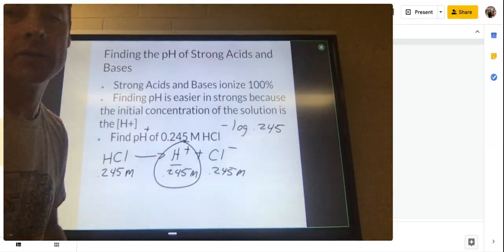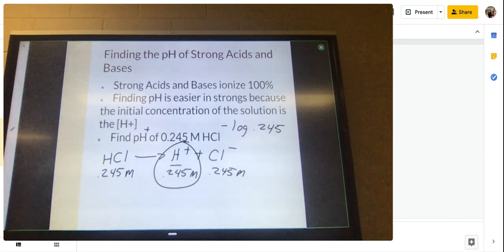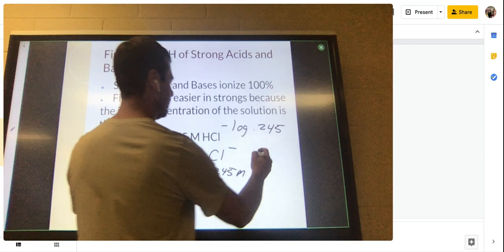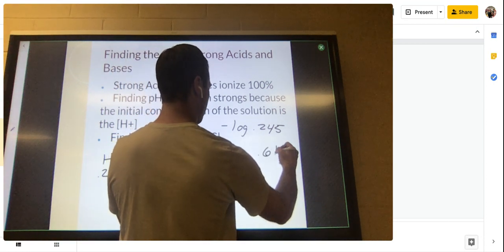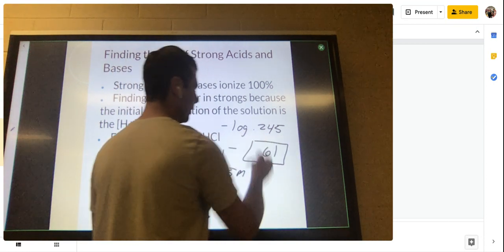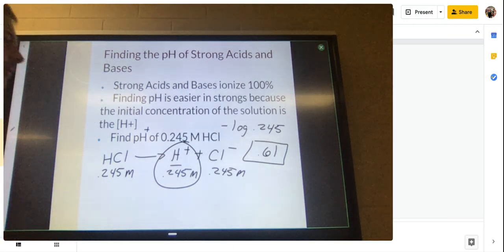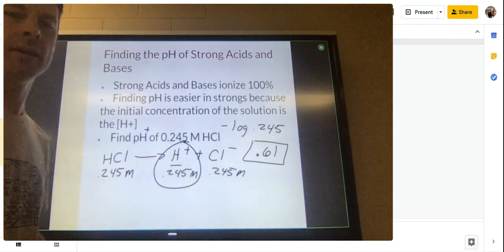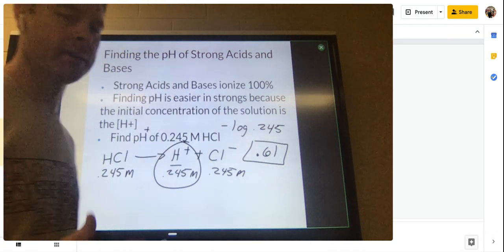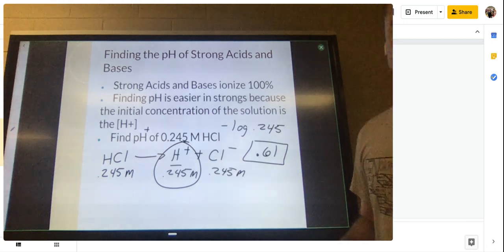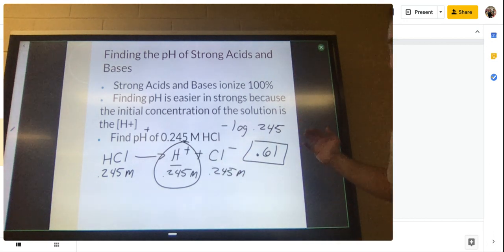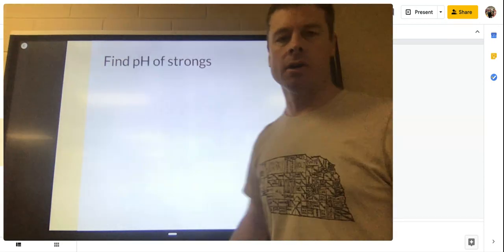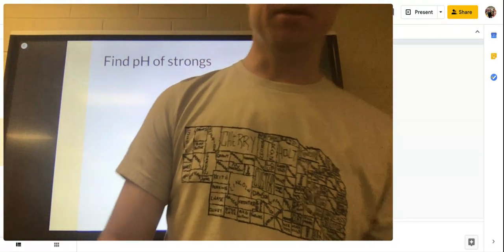Sorry for the pausing. I had to grab a calculator that actually knew where the log button was. So we take the negative log of that, and I would get a pH of 0.61. And what's the label? We don't label it. For right now, I'm not going to worry about sig figs with pHs, because there's this weird rule, and it's just going to be easier, since we get plus or minus a sig fig anyway. That's the idea behind finding the pH of strongs.